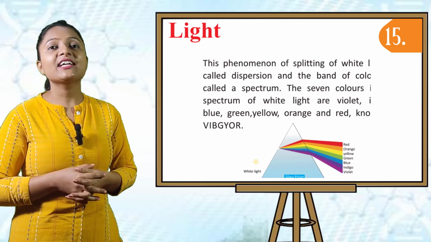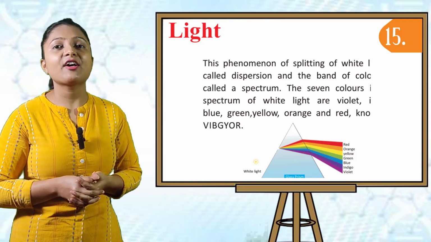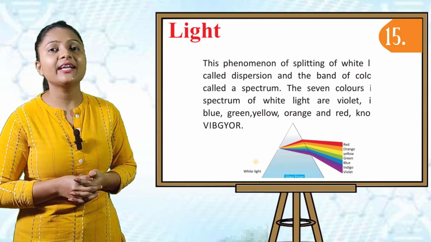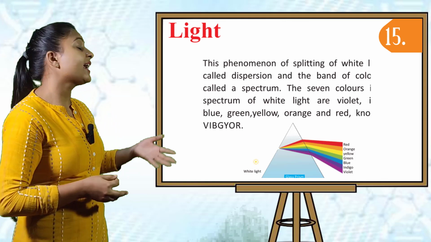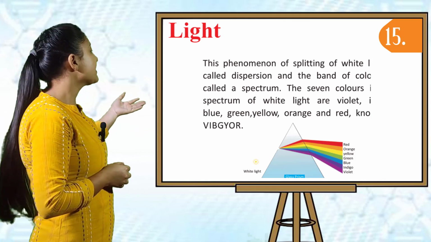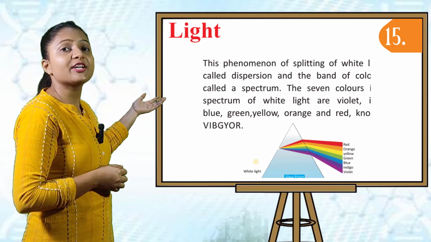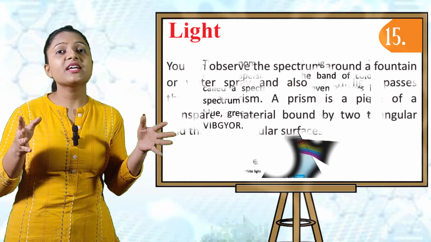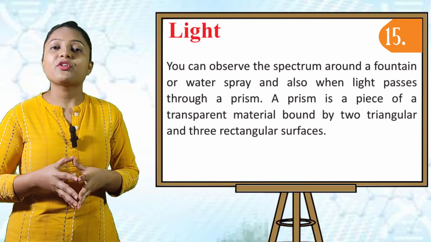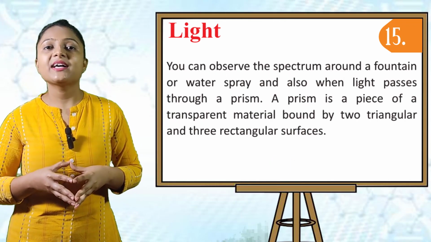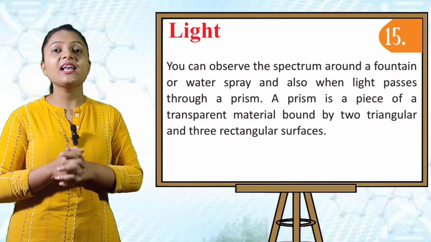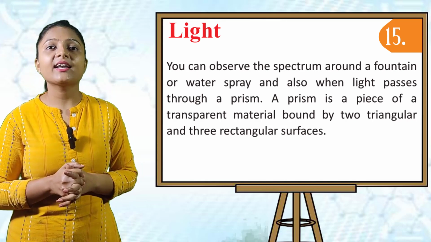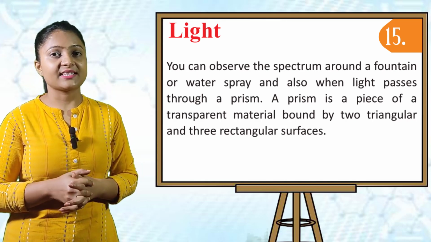The 7 colors in the spectrum of white light are violet, indigo, blue, green, yellow, orange and red, known as Vibgyor. Here you can see a diagram, a light passing through a prism and the Vibgyor is showing. You can observe the spectrum around a fountain or water spray and also when light passes through a prism. A prism is a piece of a transparent material bound by 2 triangular and 3 rectangular surfaces.